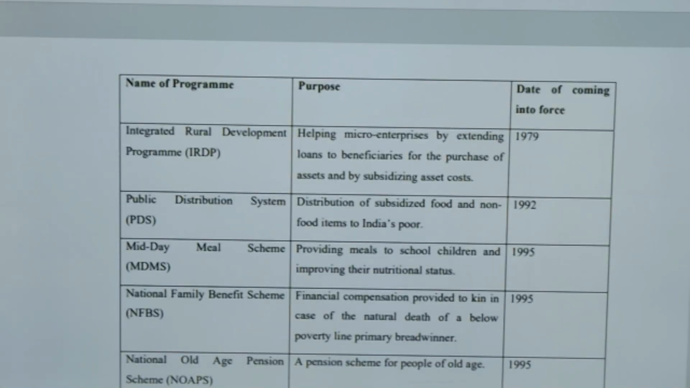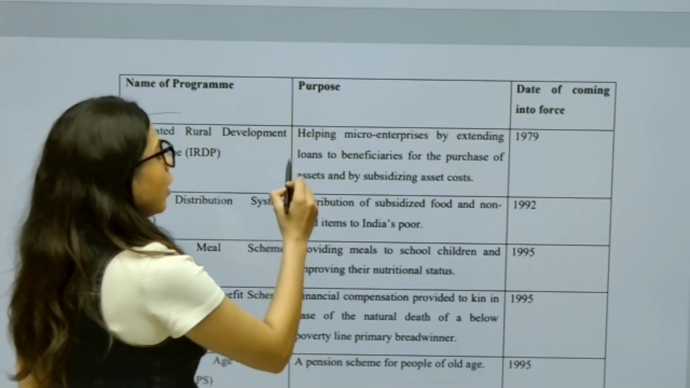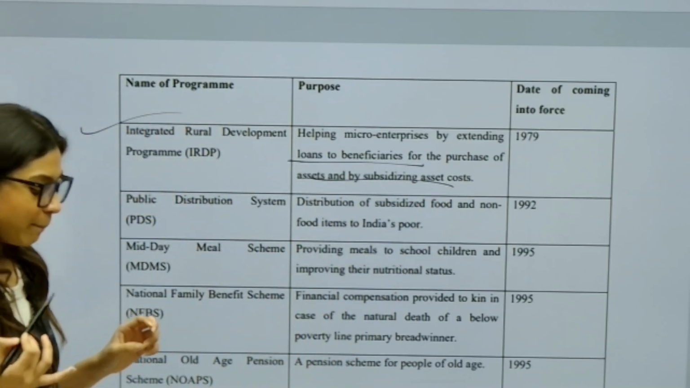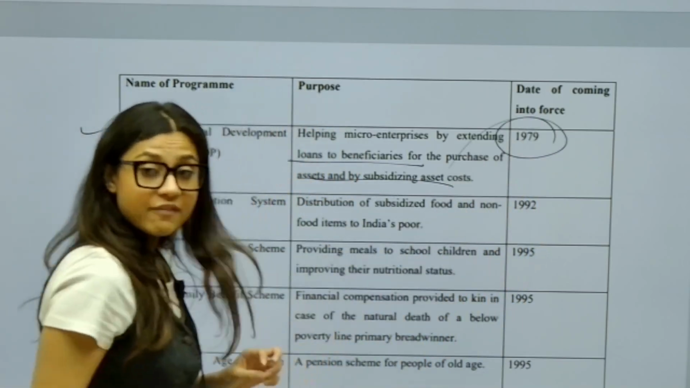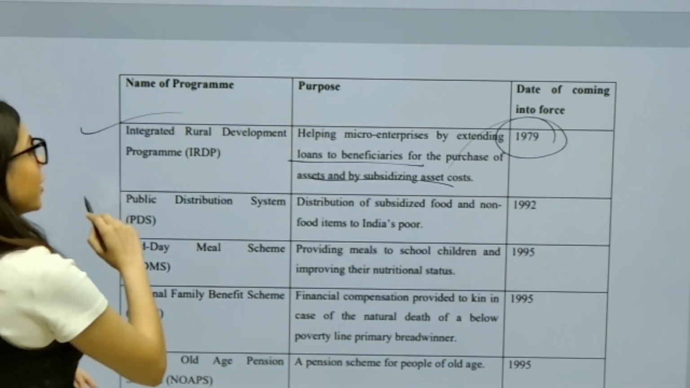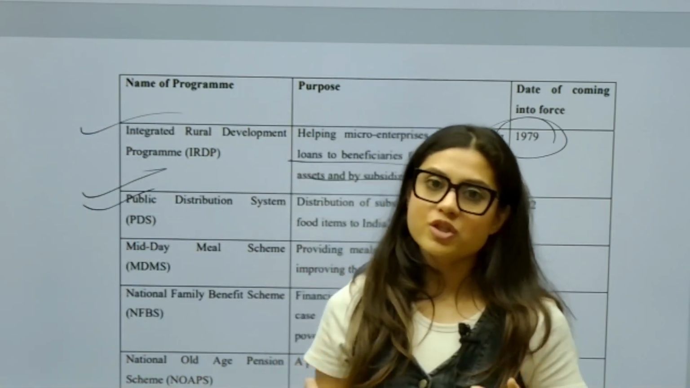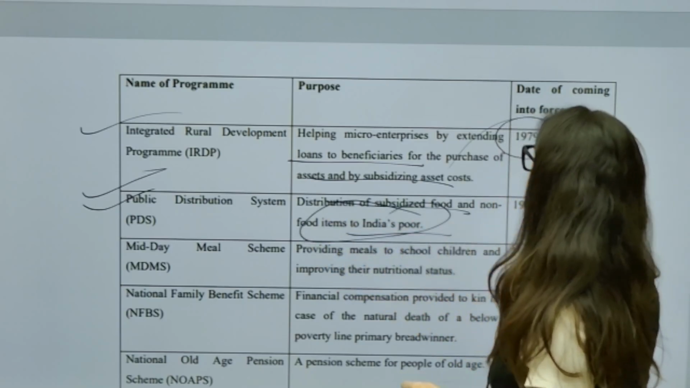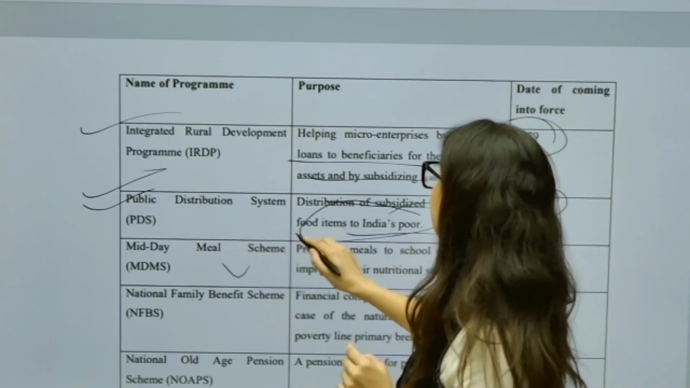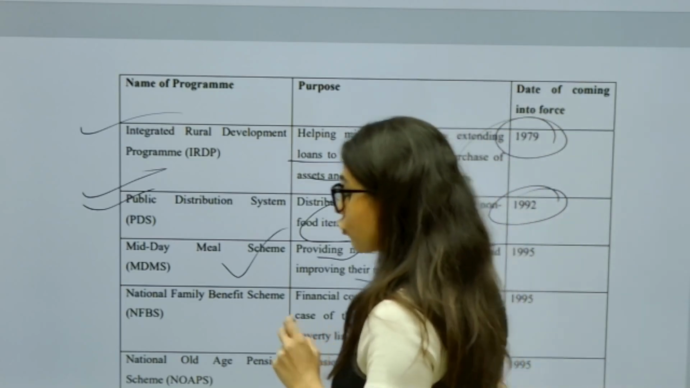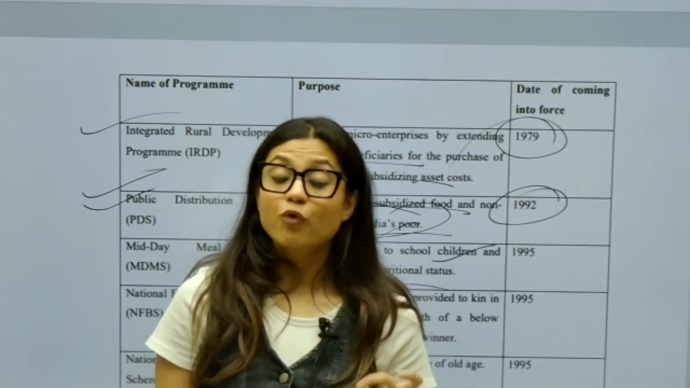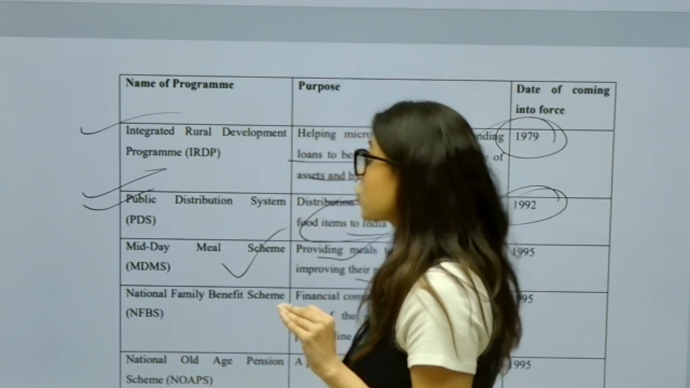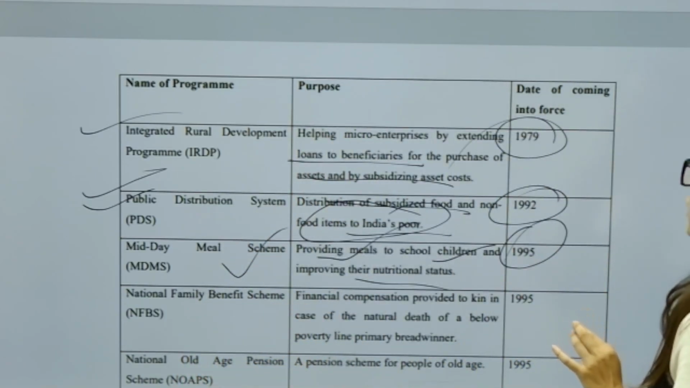These are the poverty alleviation programs introduced by the government. You have to remember the purpose, the year and the name. Number one, the Integrated Rural Development Program, extending loans to the beneficiaries so that they can purchase assets, introduced in 1979. Number two, the PDS, Public Distribution System, introduced to provide food grains to the people so that they can afford them. Then comes the Midday Meal Scheme, a very famous scheme to improve the nutritional status of children, providing free food daily up to class 8 in government-aided schools, introduced in 1995.